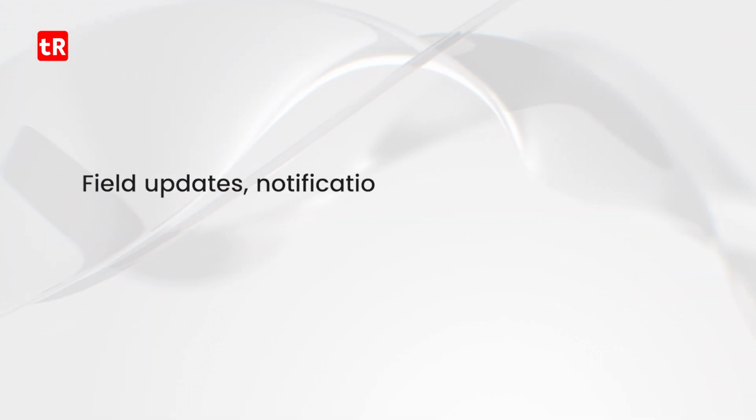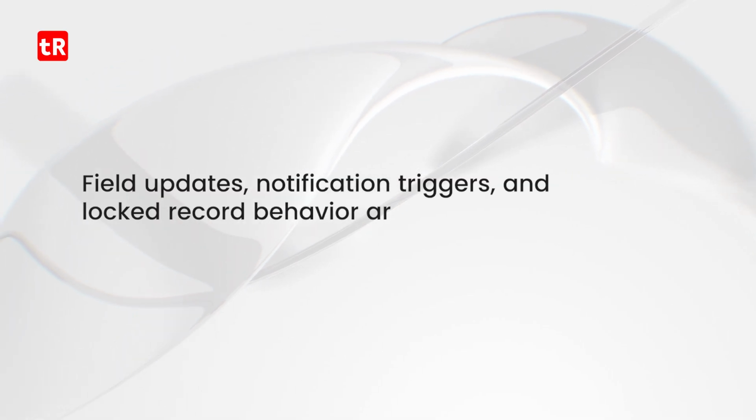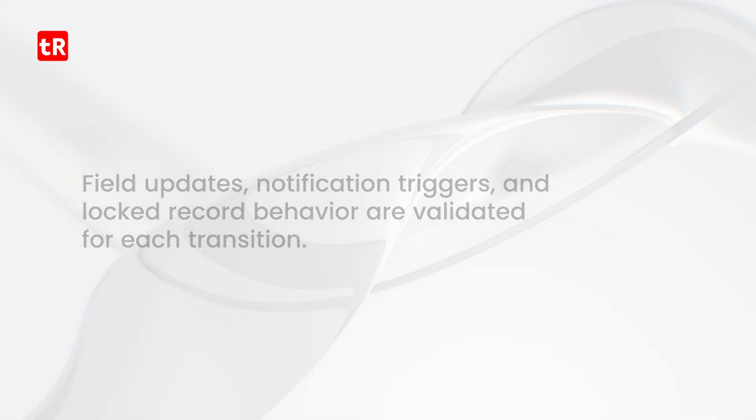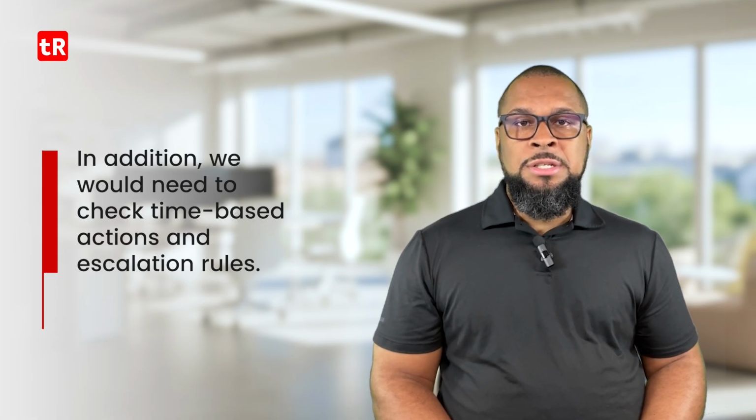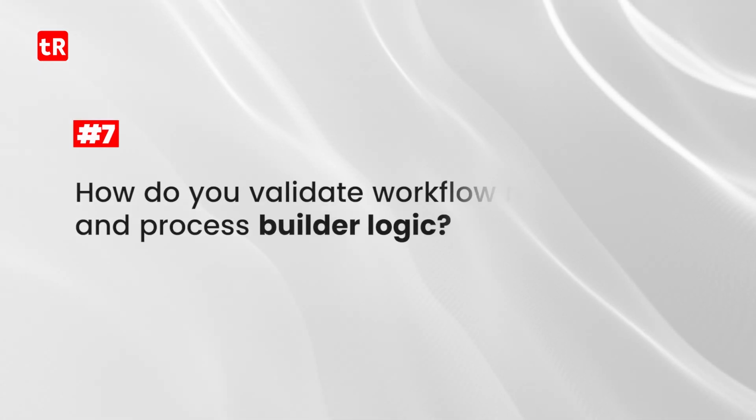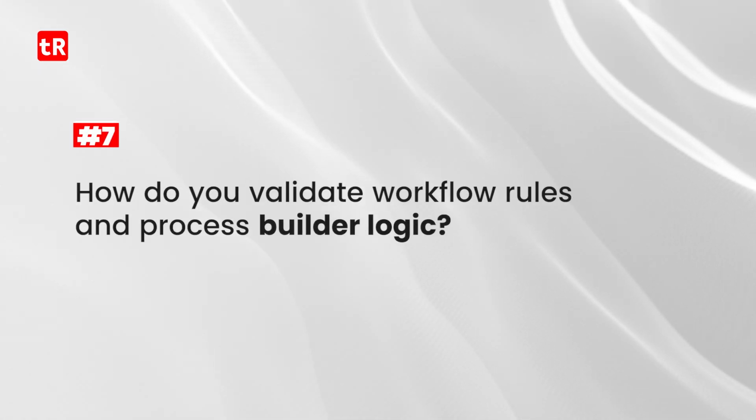Field updates, notification triggers, and locked record behavior are validated for each transition. In addition, we would need to check time-based actions and escalation rules. Related to workflow processing, here's question 7. How do you validate workflow rules and process builder logic?